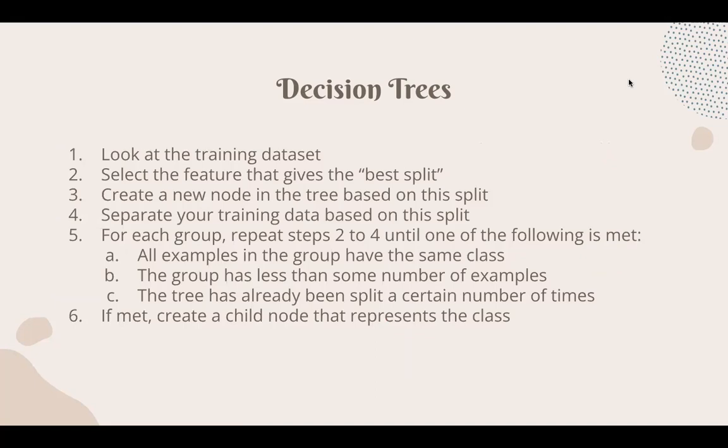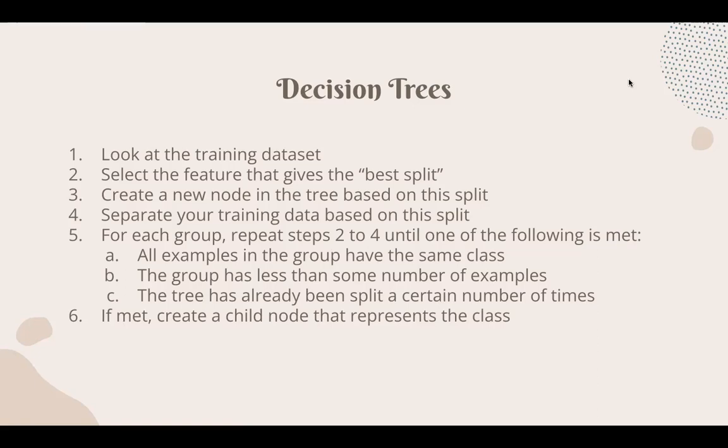So that's a very quick overview of what decision trees do. First you're going to look at the training data set and select the feature that gives you the best split. For example, when talking about wolves and coyotes, the color of the fur is probably not the best way to go. Because the color of the fur is so similar, it's not going to give you a good split of what is a wolf and what is a coyote. So you want to choose a feature that would really distinguish between a wolf and a coyote.